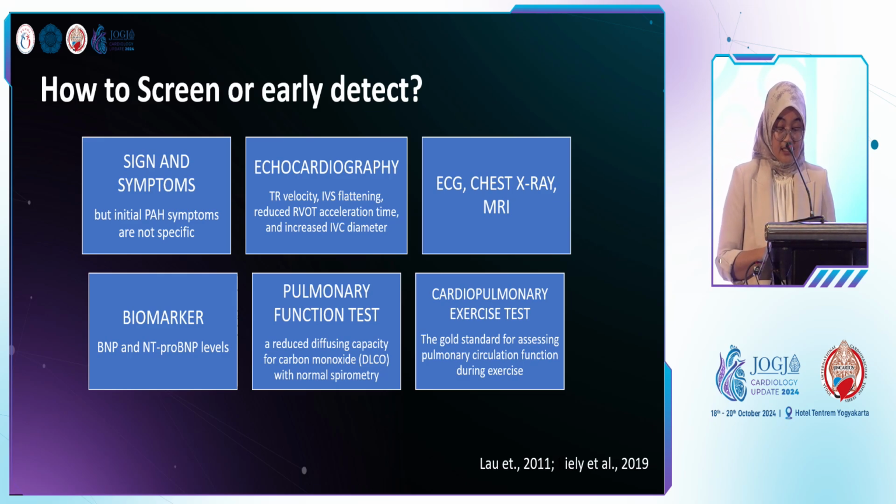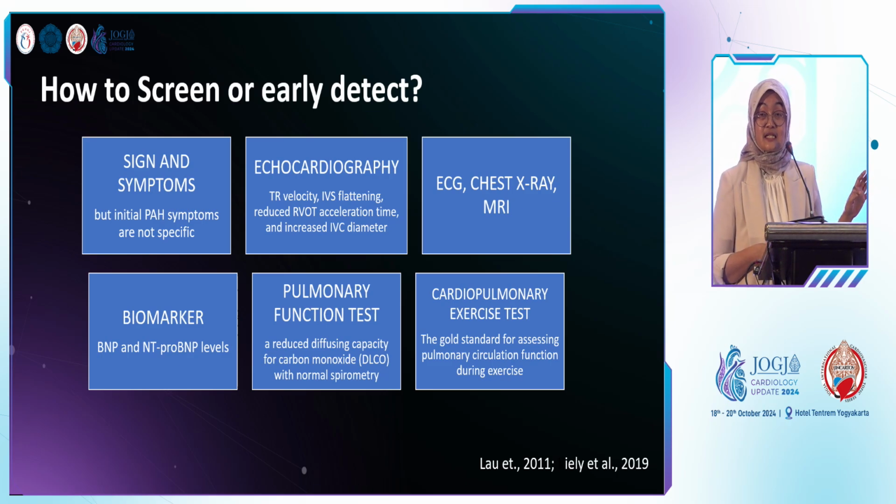It is actually the gold standard for assessing pulmonary circulation function during exercise, but because of its invasive nature, and also because there is an arbitrary definition of exercise pulmonary arterial hypertension, this kind of examination is not used as a standardized and routine screening program.